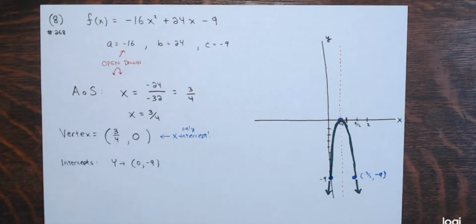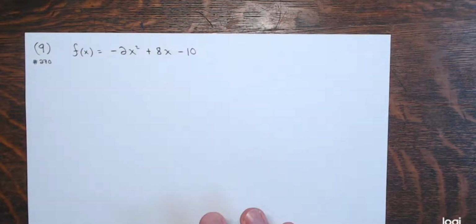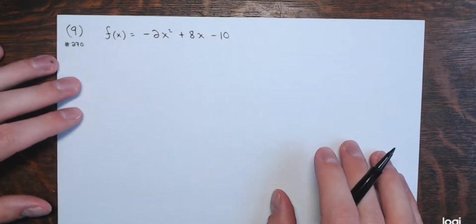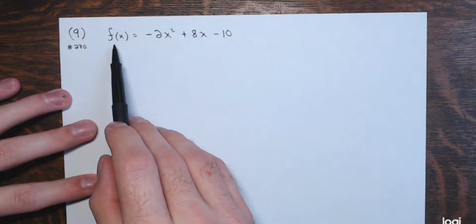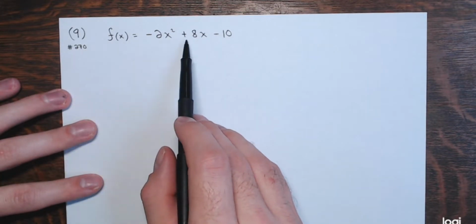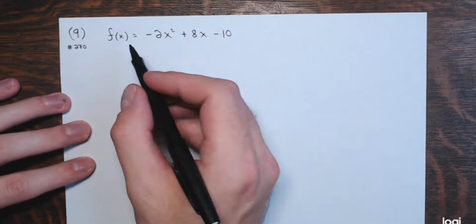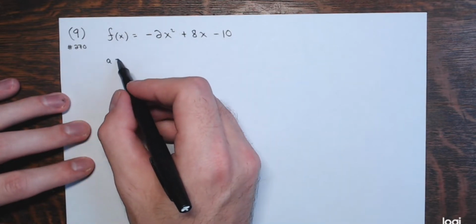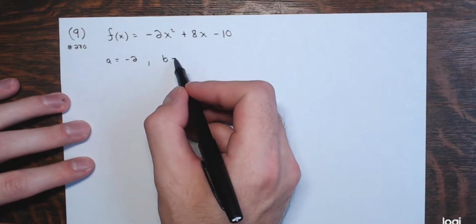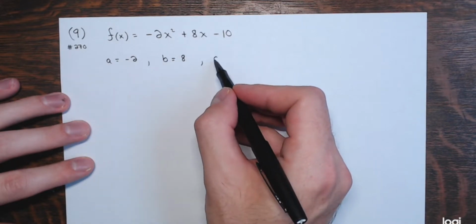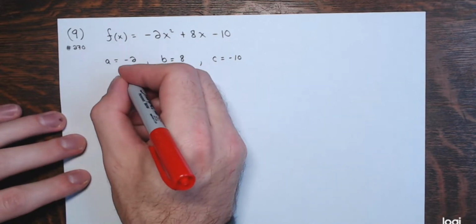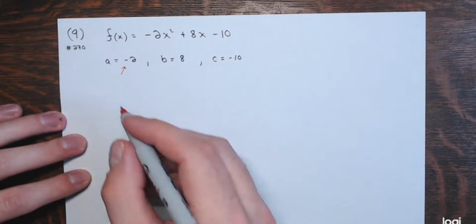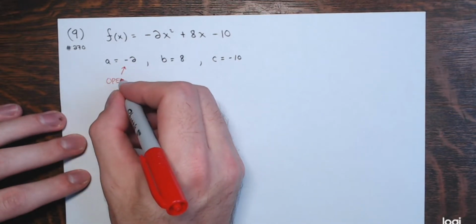All right, I've got just one more of these. And again, I'm doing the same steps every time to graph these y equals ax squared plus bx plus c quadratic functions, these parabolas. So f of x equals -2x squared plus 8x minus 10. So a here is -2, b is +8, c is -10. Once again, I'm noticing the lead coefficient is negative. So when I graph this, it's going to be a parabola opening down.